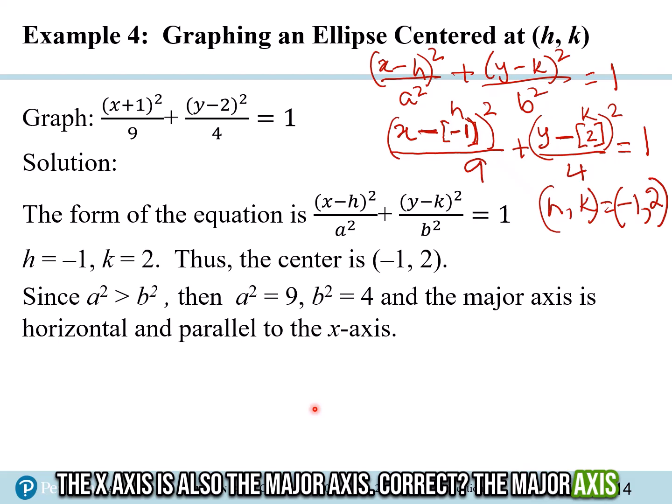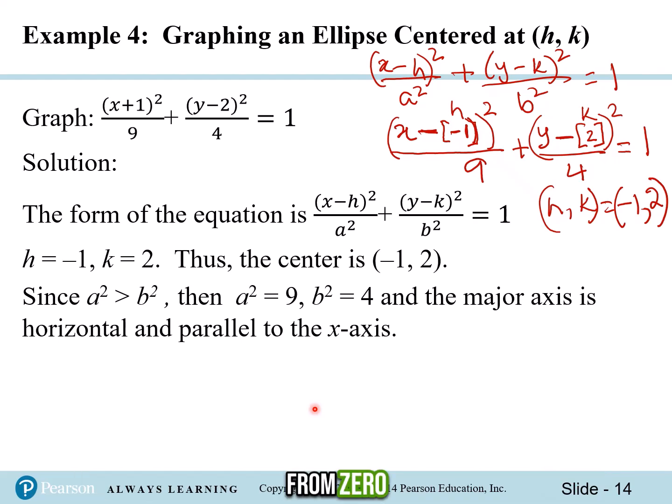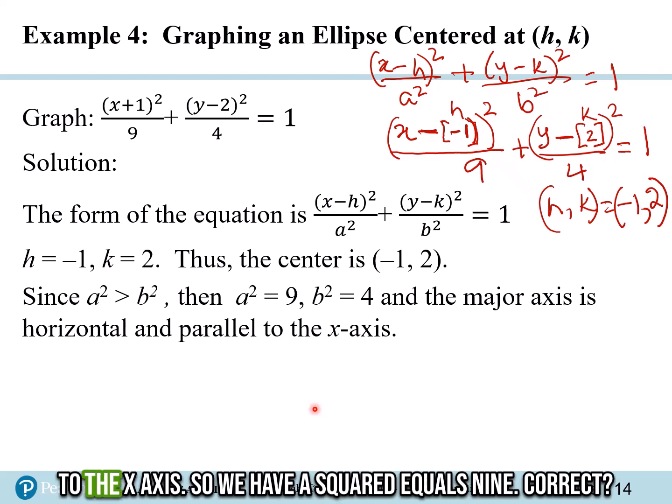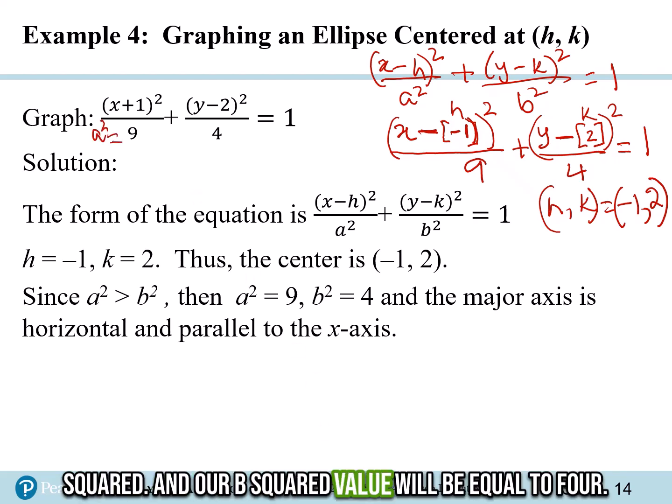The major axis is on the x-axis. However, once the center point shifts from (0, 0), it will no longer be the x-axis, but it will be parallel to the x-axis. So we have a squared equals 9, correct? This is our a squared, and our b squared value will be equal to 4.